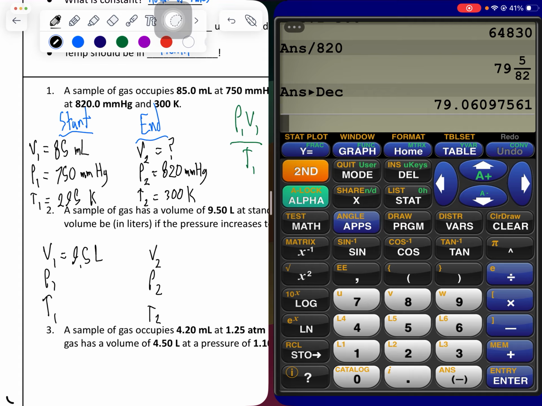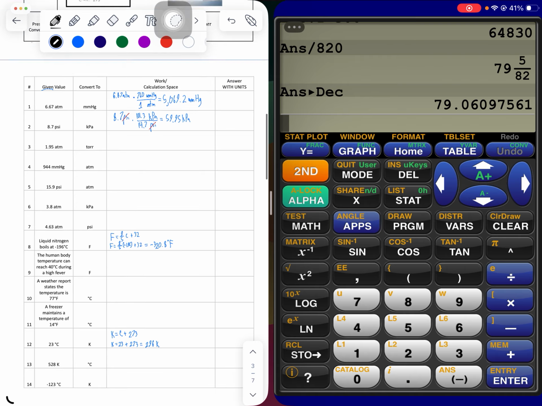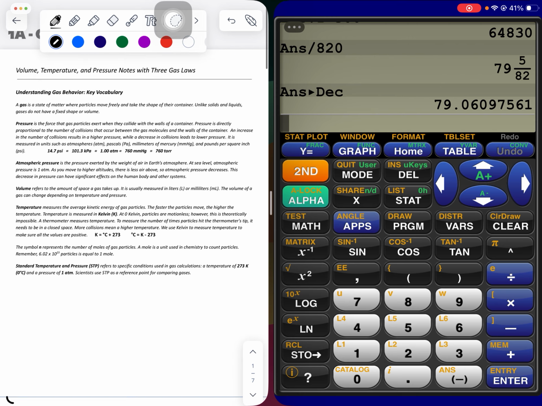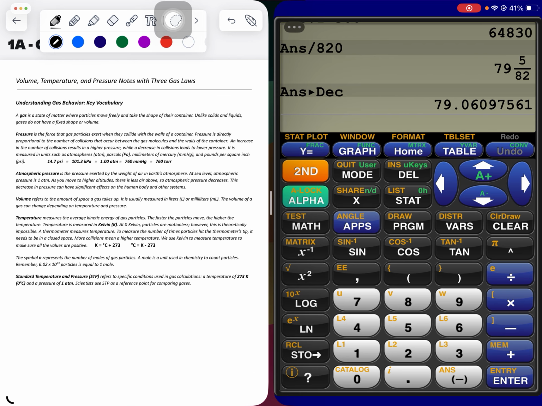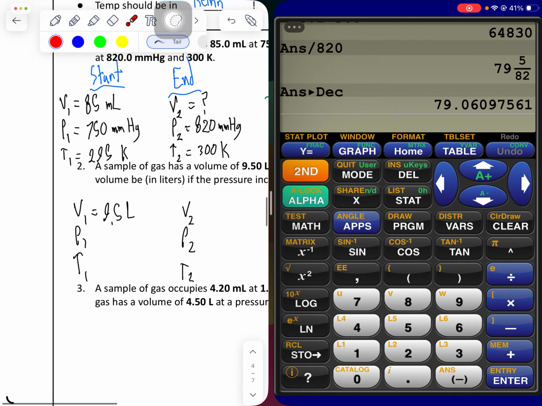9.5 liters. Careful with our units. At standard temperature and pressure. Look back. Find standard temperature and pressure. This was all the way back in our reading. Standard temperature and pressure, right up here, is a temperature of 273 Kelvin, 0 degrees Celsius, and 1 atmosphere. So that is pressure 1 atmosphere and 273 Kelvin. Remember, we always need to plug in our temperature in Kelvin when we're using this equation.